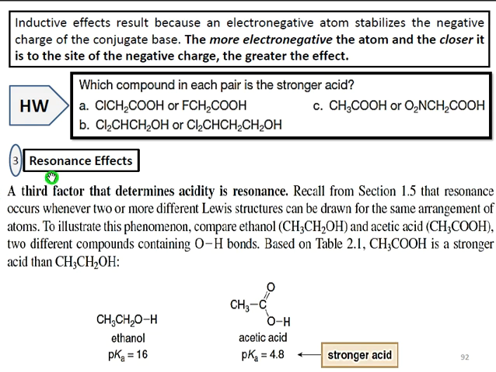The third one is the resonance effect. The resonance effect is a third factor that determines acidity. Now we will take ethanol and acetic acid. Which one will be more stable than the other? Here is the question. Look at the pKa: the pKa is 4.8 here, and here the pKa is 16.